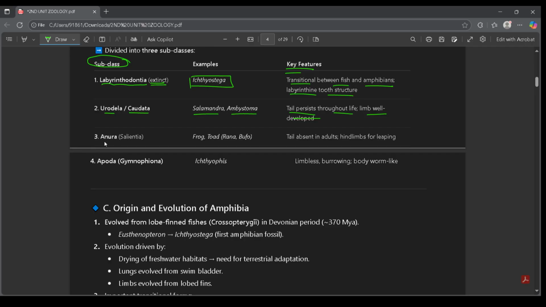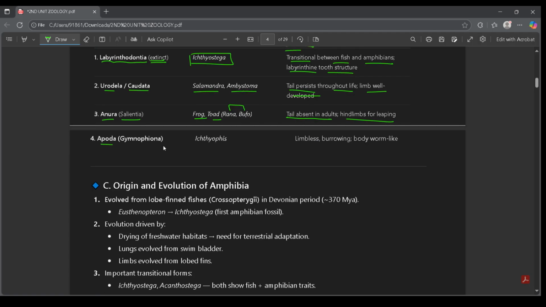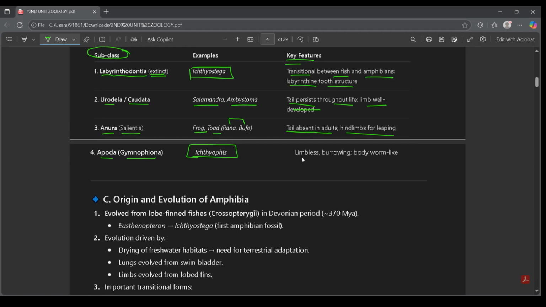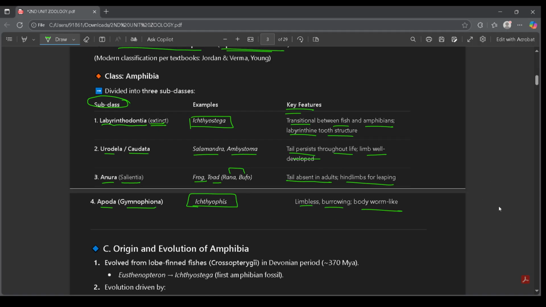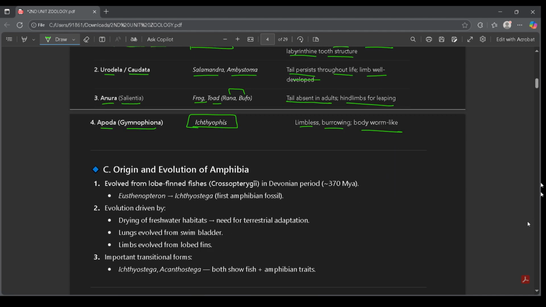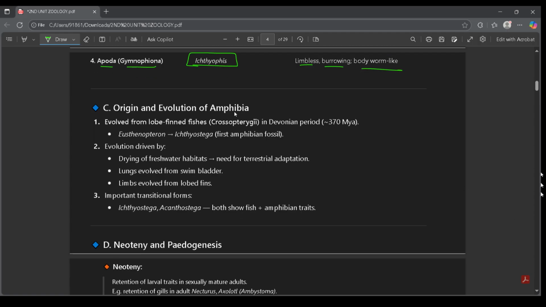Number three being Anura or Salientia. Example being frog, toad. We have Rana and Bufo. Tail absent in adults and hind limbs for leaping. Then we have Apoda or Gymnophiona, and here is the example Ichthyophis. And what exactly is the key feature here? Limbless, burrowing, and body worm-like. We're done with the three subclasses here.